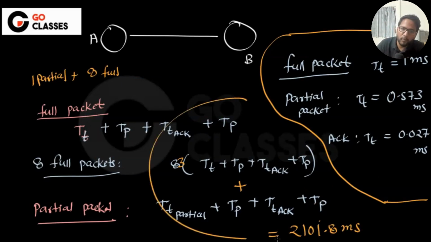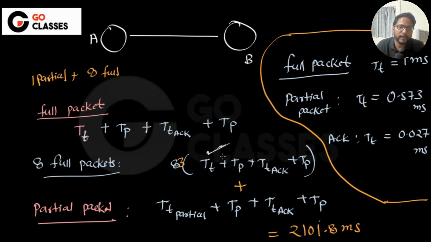Let me know if this particular formula is fine to everyone. See, in this formula, can you not calculate the transmission time for the full packet, which is 1 millisecond? This is given. Can you not calculate this? This is 40 upon the bandwidth, right? Because the length is 40 here for the acknowledgement. So you can definitely calculate this. This is given to us, which is 22. Similarly, you can calculate the transmission time for the partial packet, which is coming out to be 0.573. So ultimately, if you sum all of this, it is coming out to be 2101.8 milliseconds. Is this fine to everyone?